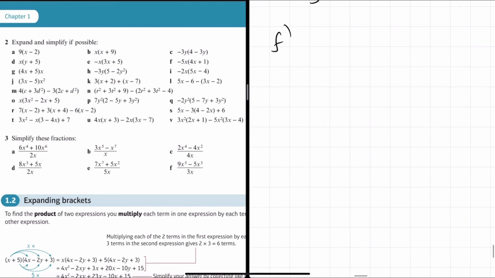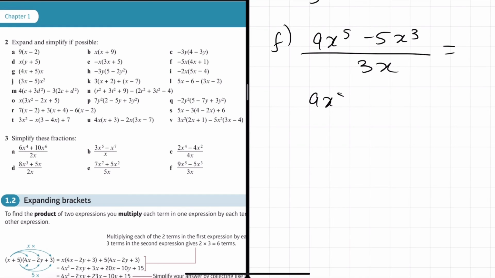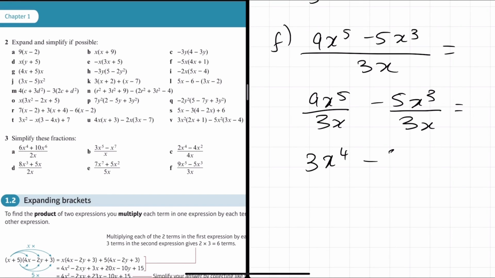And the last question, F. 9x to the power of 5 minus 5x to the power of 3 over 3x. We'll split this up into two. We've got 9x to the power of 5 over 3x minus 5x to the power of 3 over 3x gives us 9 divided by 3, which is 3. X to the power of 5 divided by x is x to the power of 4 minus 5 over 3. X to the power of 3 minus 1 is 2.